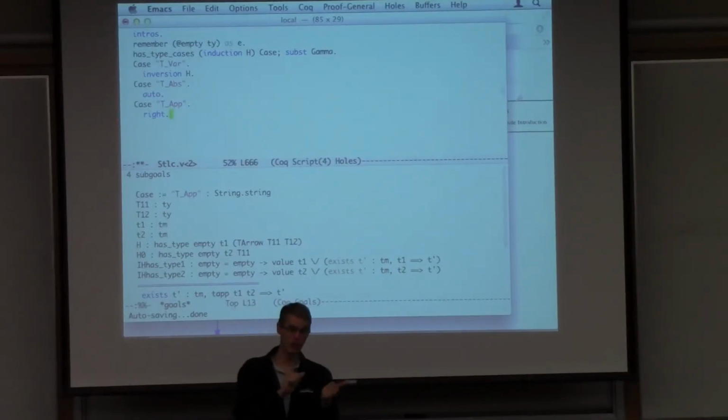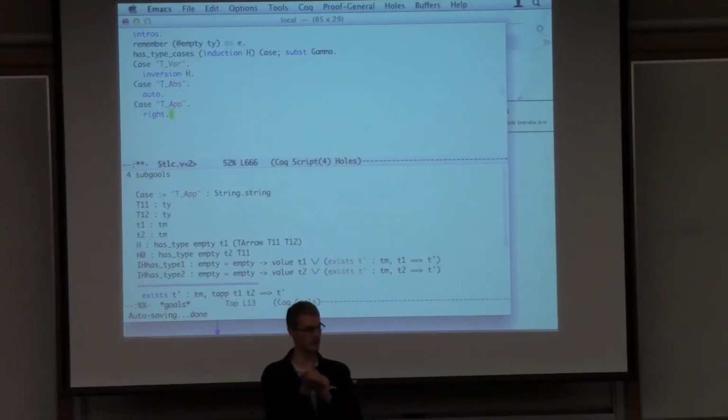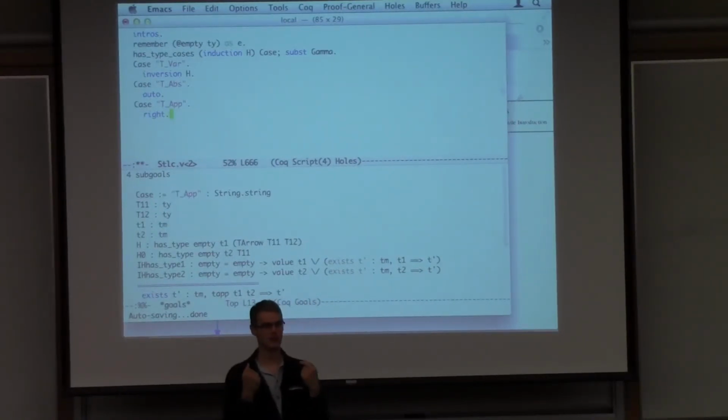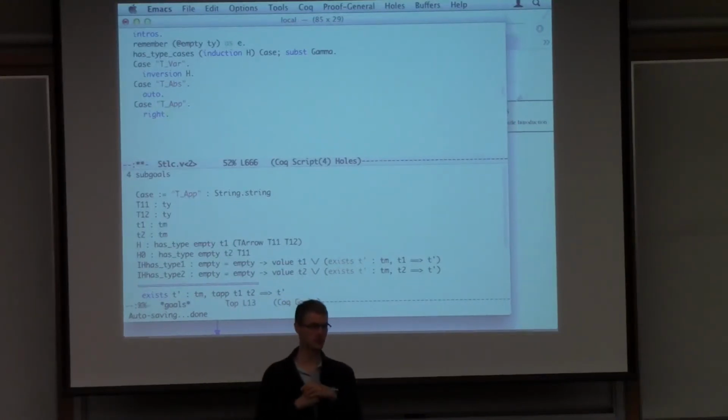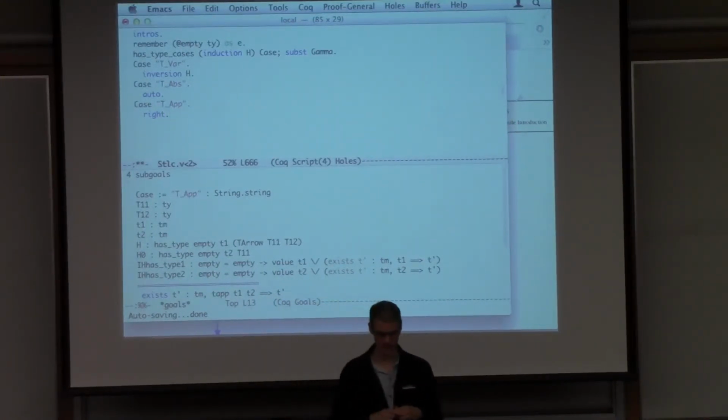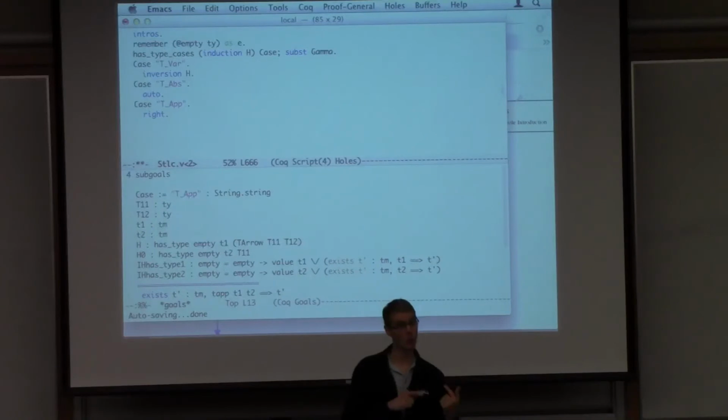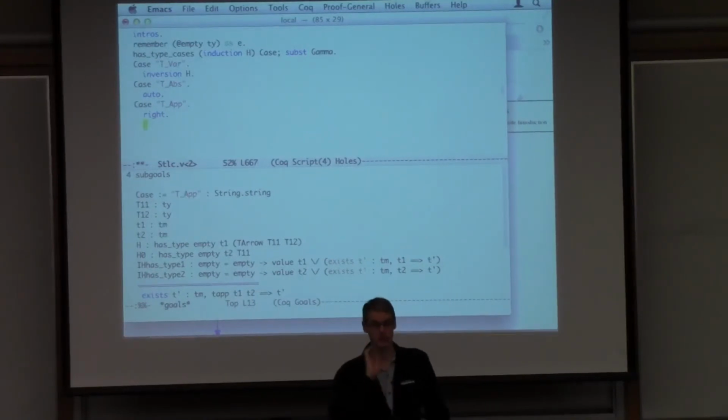All right, so either T1 steps or it's a value, and either T2 steps or it's a value. So 4 cases, but 2 of them are going to require the same argument. Right. So if T1 steps, we don't care about T2. So really only 3 cases. So we should case analyze T1 first, because that'll allow us to collapse those other 2 cases. So how do we do that case analysis?